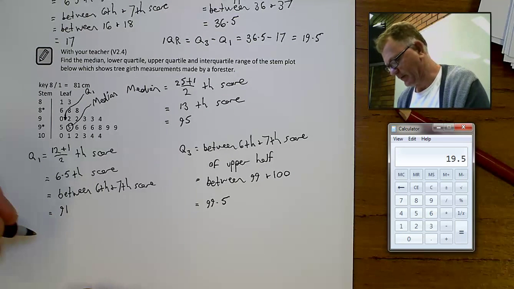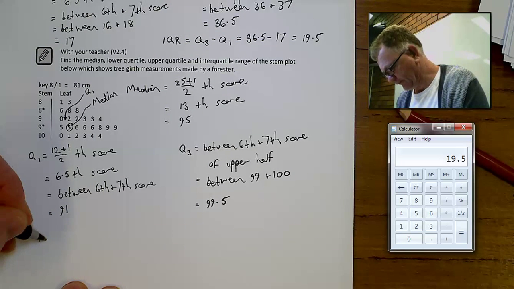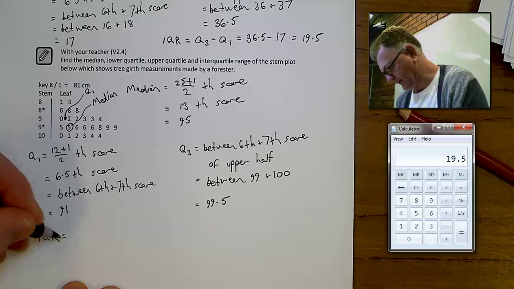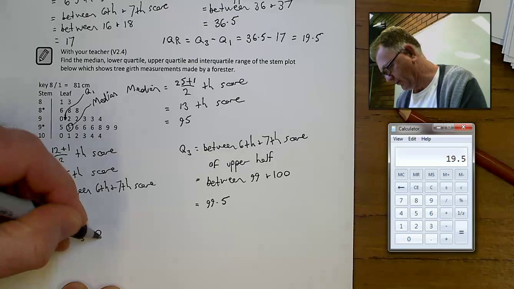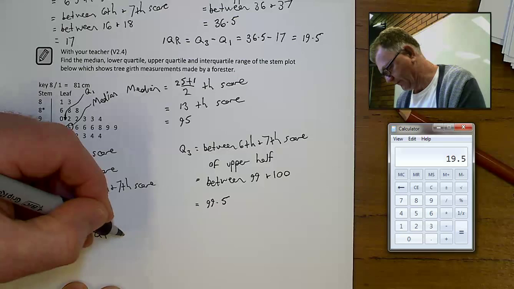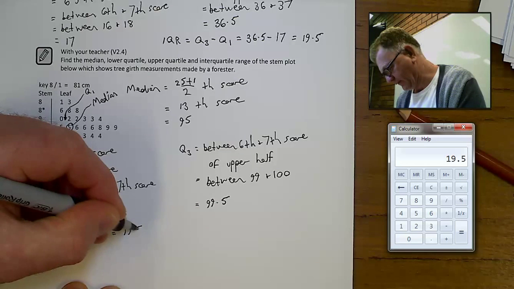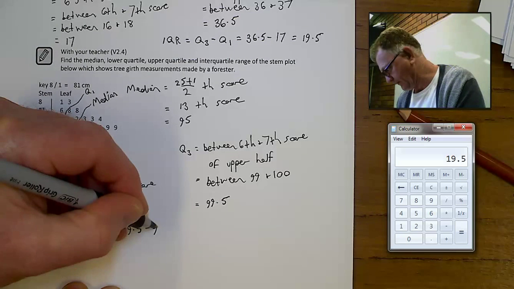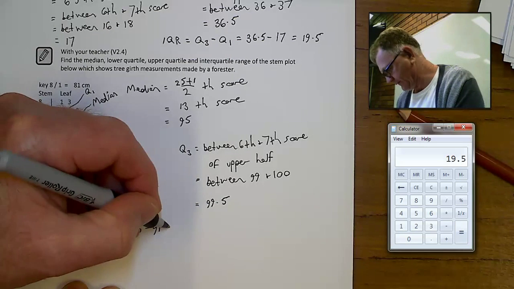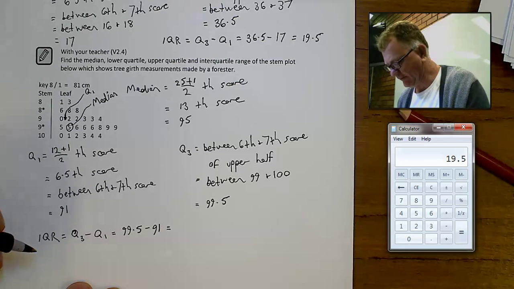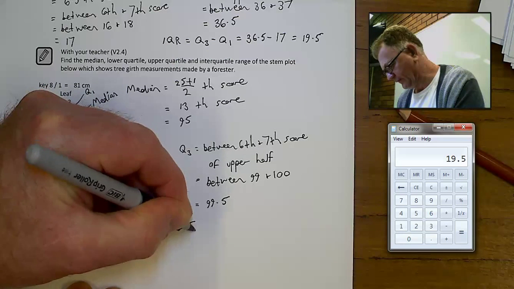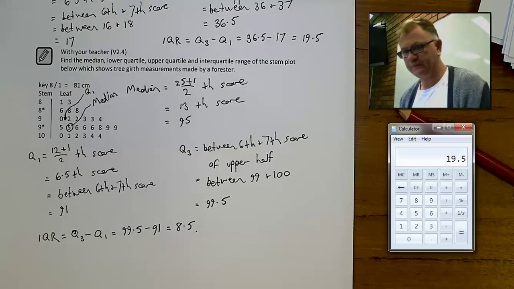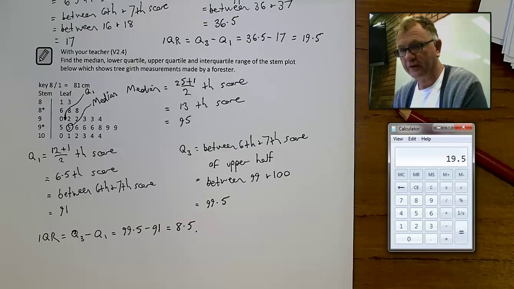quartiles, and if you want to work out the interquartile range, it's the difference between the upper quartile and the lower quartile. 99.5 minus 91 is equal to 8.5. Try a few examples like these yourself.